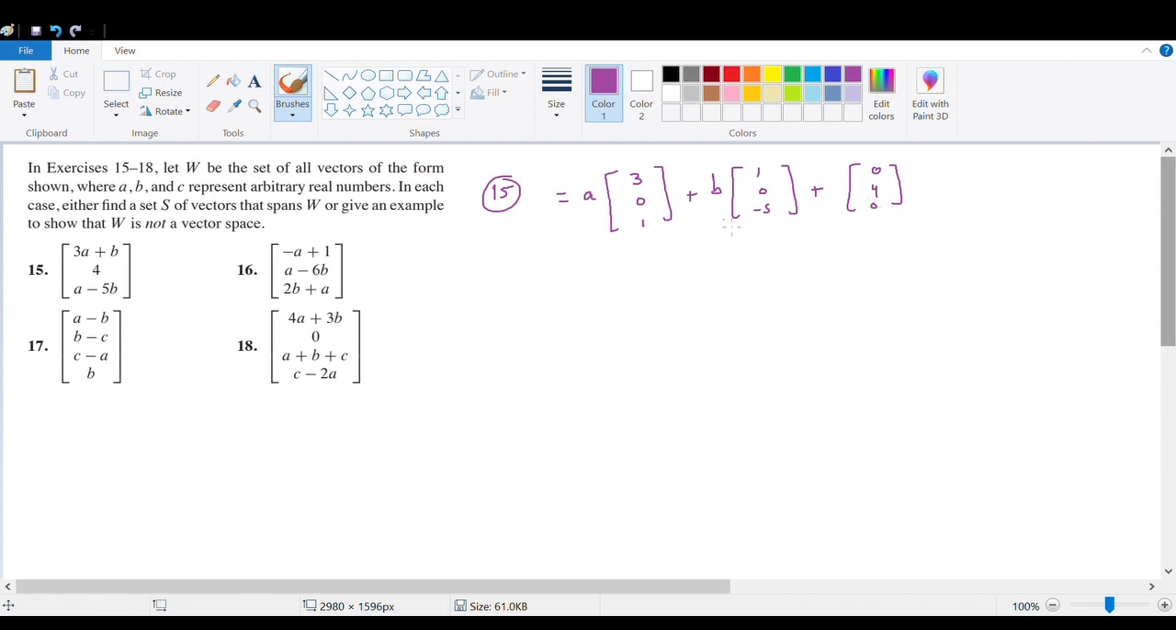So for this one, it is clear it does not contain the 0 vector. If we make this one 0, and this one 0, we cannot make this one also 0 because here we have 4, which is a constant, not equal to 0. So 15 is not a vector space since it does not contain the 0 vector. So since the 0 vector is not in W, then W is not a vector space.